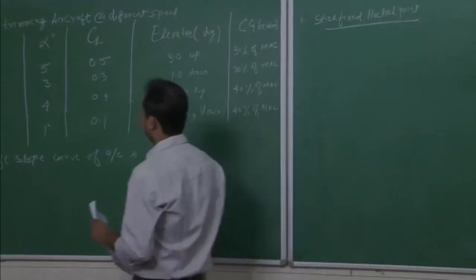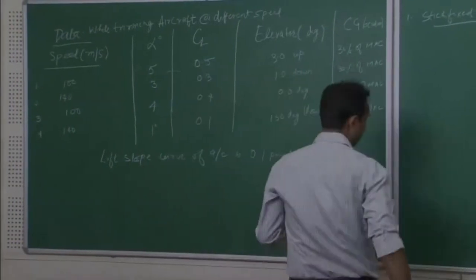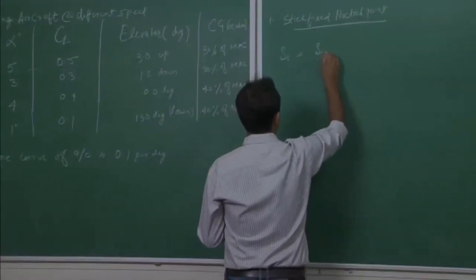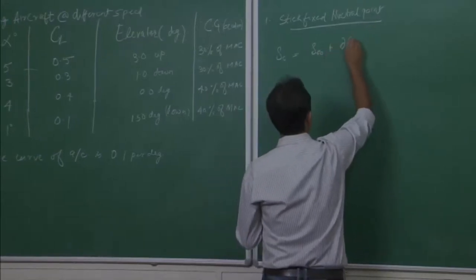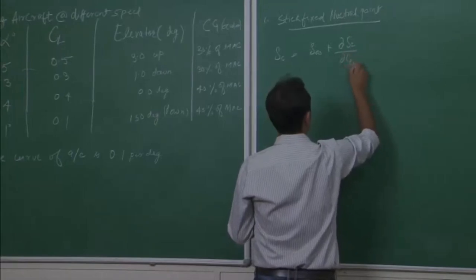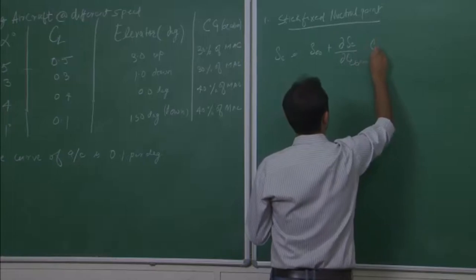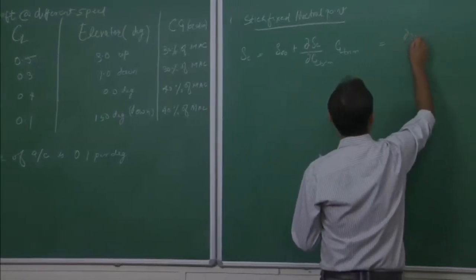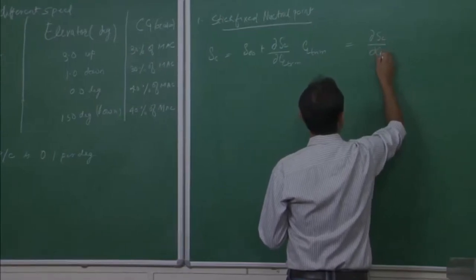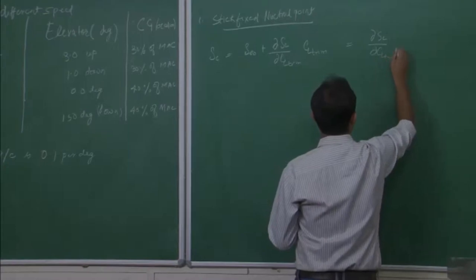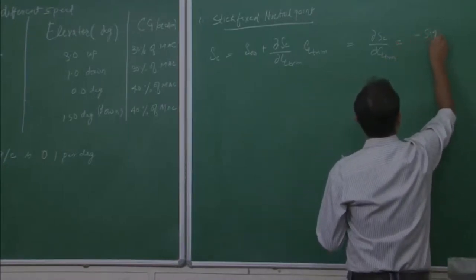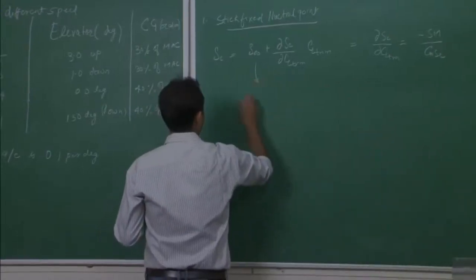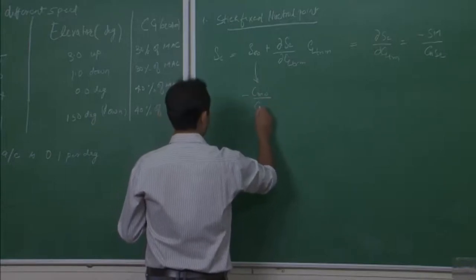So first I'll be taking the first set of data, and we have already seen in the previous lecture that your delta E deflection is given by delta E naught plus d delta E by dCL trim into CL trim. Or we can write it as d delta E by dCL trim equals minus of static margin by CM delta E, and this is given by minus CM naught by CM delta E.